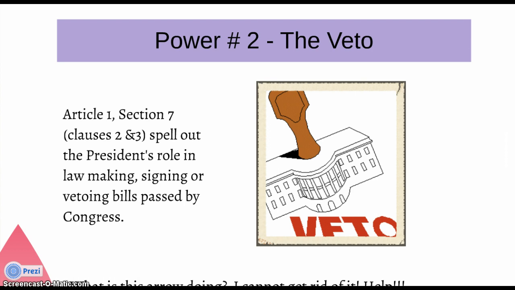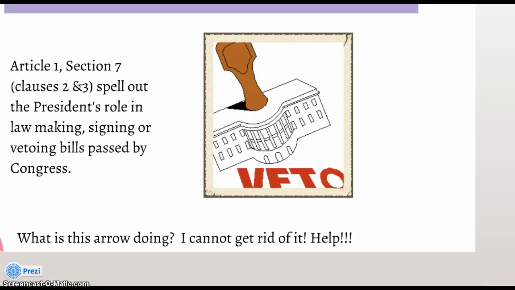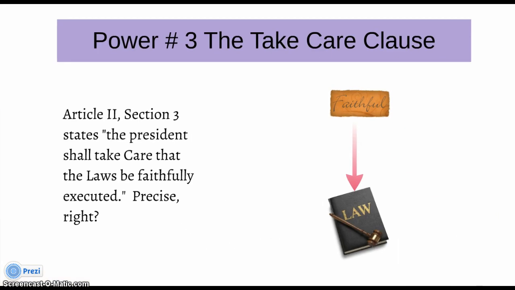And you have to remember that yes, Congress can override a presidential veto, but it's very difficult to obtain the 2/3 votes necessary. So that is a pretty important power. It's one that hasn't been exercised a lot by President Obama. President Bush before Obama did so more often. So let's move on to power number 3. This is called the Take Care Clause. Article 2, Section 3 states that the president shall take care that the laws be faithfully executed.